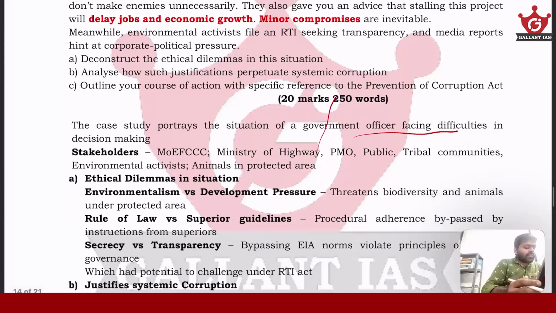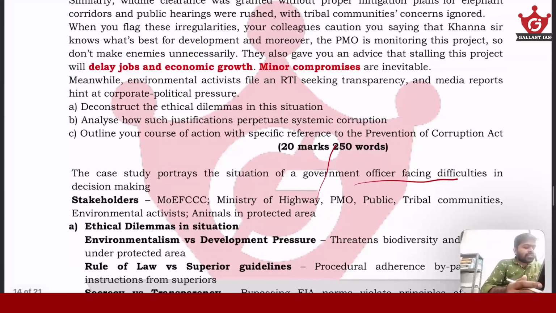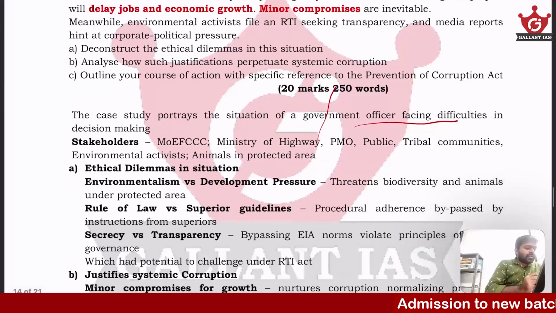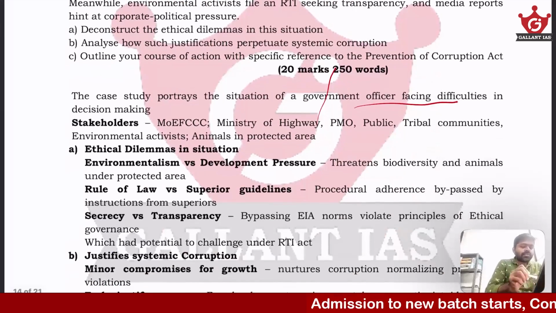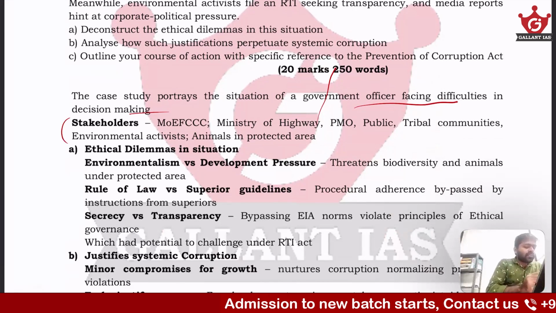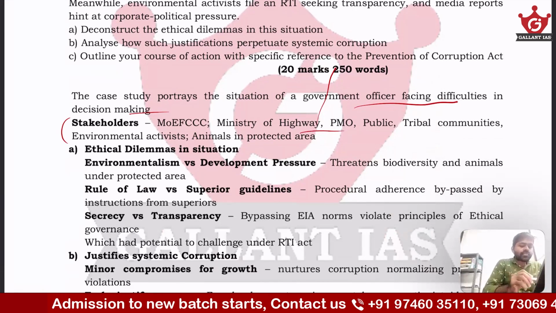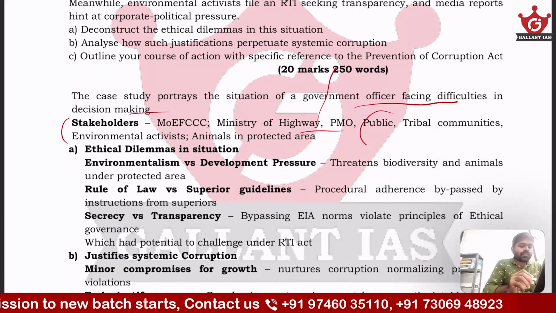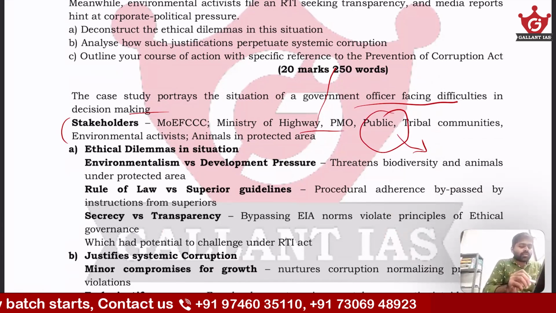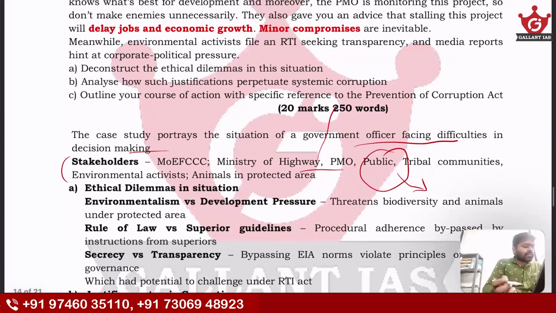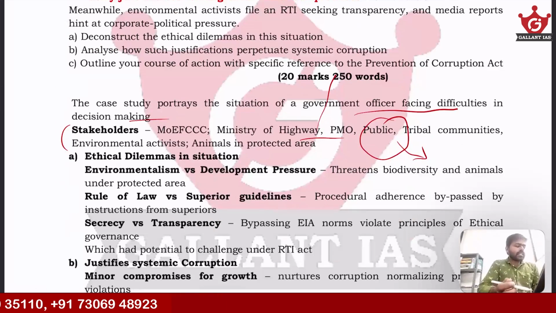Whenever we are addressing a case study, we need to start with an introduction. It portrays the situation of a government officer facing difficulties in decision making. After that, we need to introduce the various stakeholders, who are MFCC, Ministry of Highway, Prime Minister Office, tribal communities, along with the public. And the first sub-question is about the ethical dilemmas faced by the government officer in the situation.